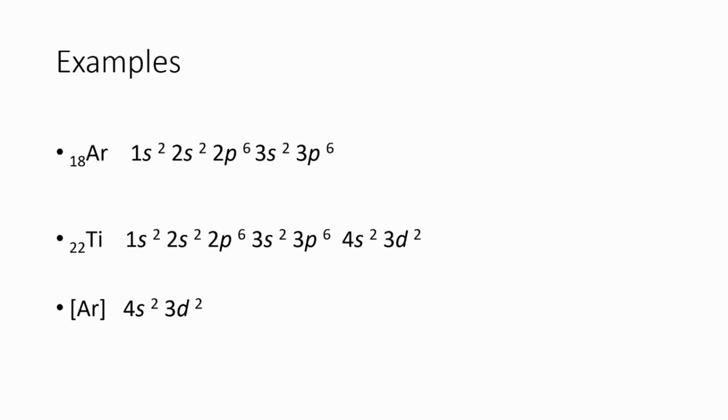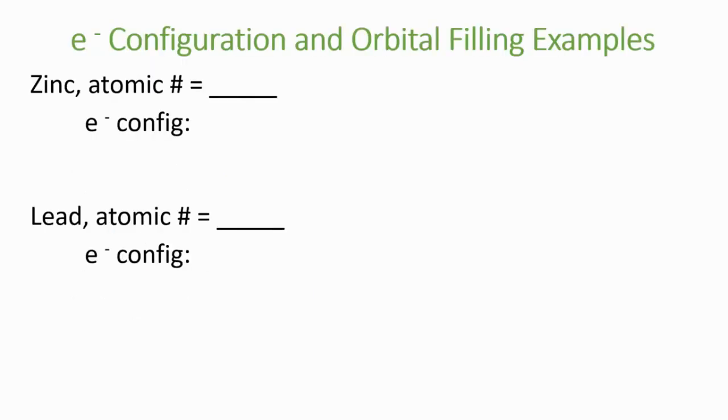So since argon is 1s2, 2s2, 2p6, 3s2, 3p6, you can replace all of this in titanium with argon because it's a noble gas, and then you only have to write this much. You see how that works? So it's a shorthand. You don't have to do it this way, but it helps you understand how important those noble gases are.